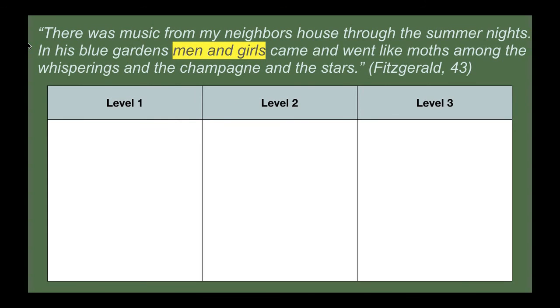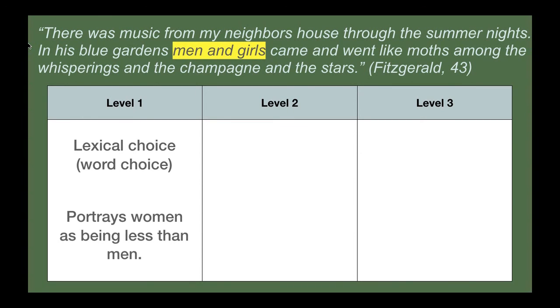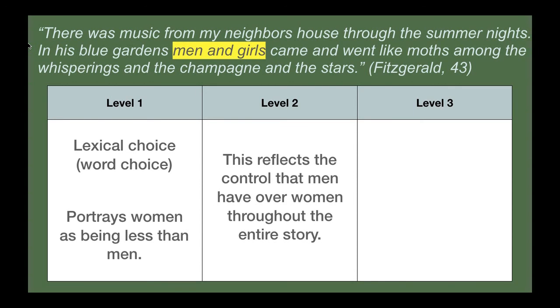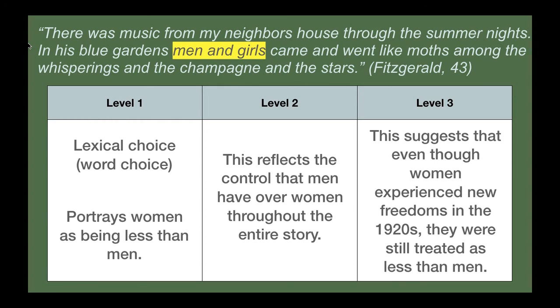Another example, "men and girls." This is an interesting lexical choice. We use "men," which is the adult word for males, and "girls," which is the adolescent or child word for females. This portrays women as being less than men. We've identified something, and we've considered its effect. Let's apply it to the text as a whole. This reflects the control that men have over women throughout the entire story. Now let's look beyond the text to something else. This suggests that even though women experienced new freedoms in the 1920s, they were still treated as less than men.